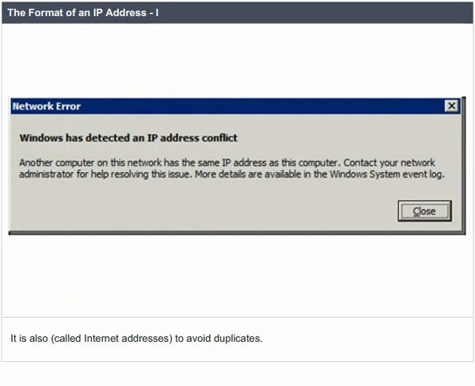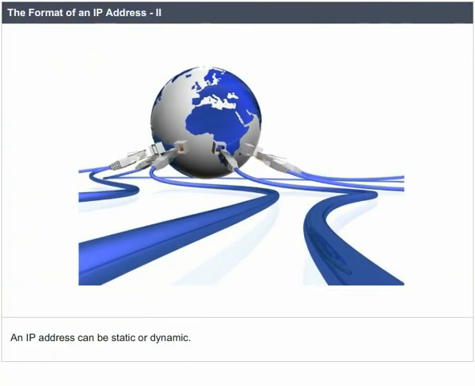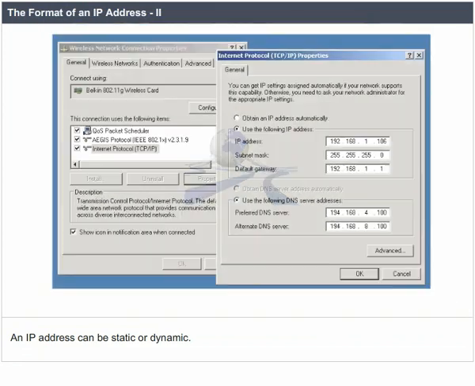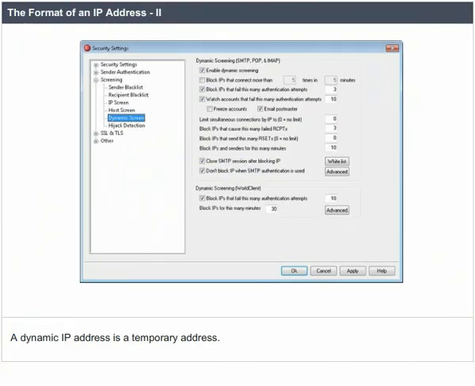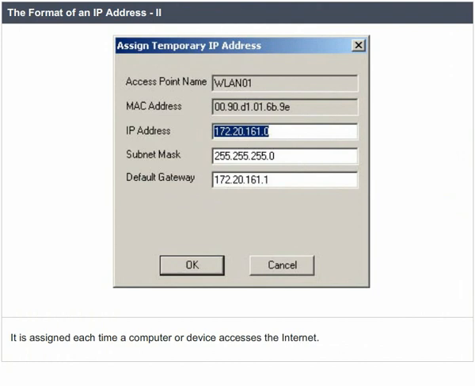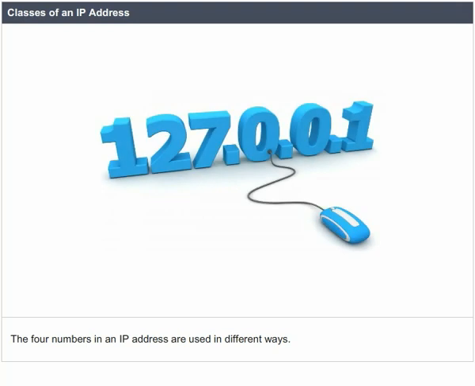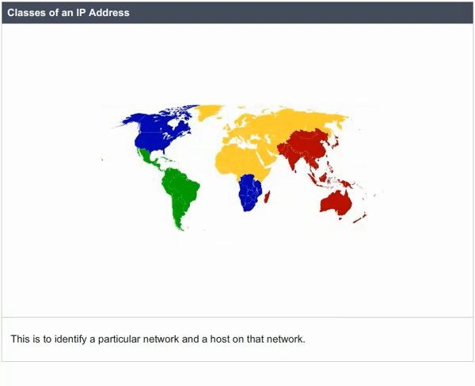An IP address can be static or dynamic. A static IP address will never change. It is a permanent internet address. A dynamic IP address is a temporary address. It is assigned each time a computer or device accesses the internet. Classes of an IP address. The 4 numbers in an IP address are used in different ways. This is to identify a particular network and a host on that network.